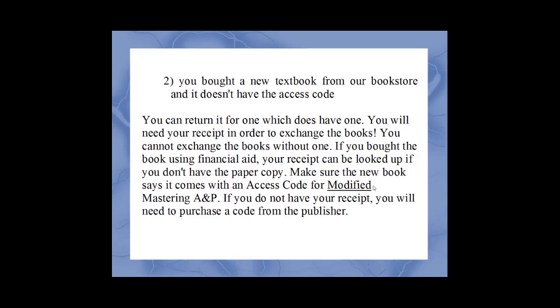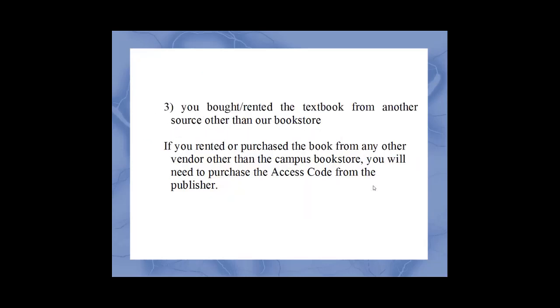But if you pay it out of pocket, or if you can't find a receipt, you have to purchase it from the publisher directly. And scenario number 3, you either rented the book or you bought it from somewhere else other than the Gaston College bookstore, then you must buy the access code from the publisher.